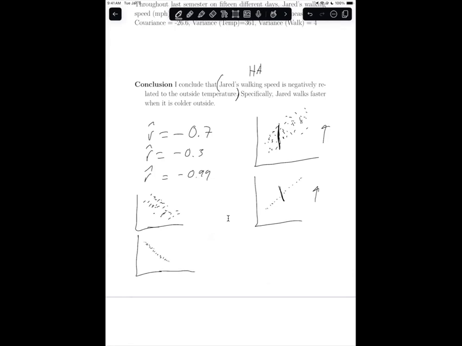And so this one is going to be larger in magnitude, meaning a larger negative number, closer to -1 than this guy up here. And again, there are examples in the book in chapter 17 about scatter plots with different correlation values.